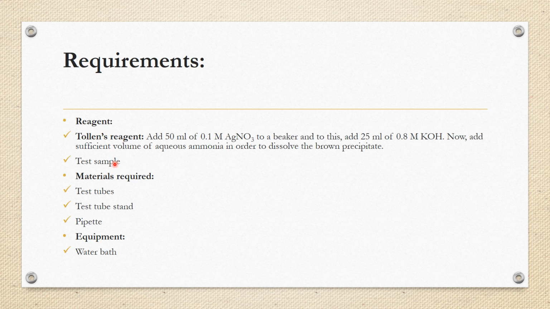We need to test samples such as glucose, sucrose, and fructose to find out whether they are aldoses or ketoses. The materials required are a test tube stand and a pipette, and the equipment is a water bath, because the reaction needs some heating, about 1 minute in the water bath.